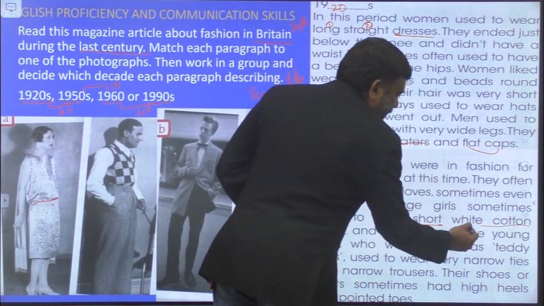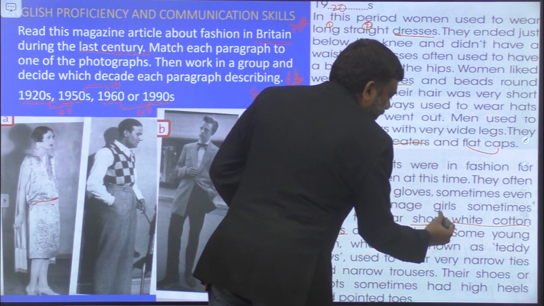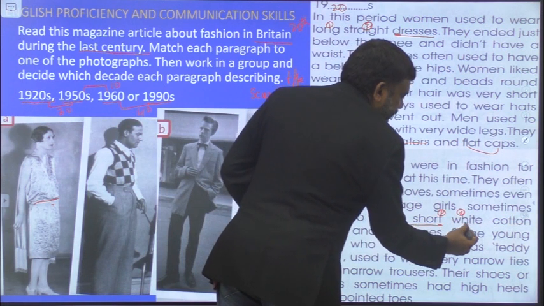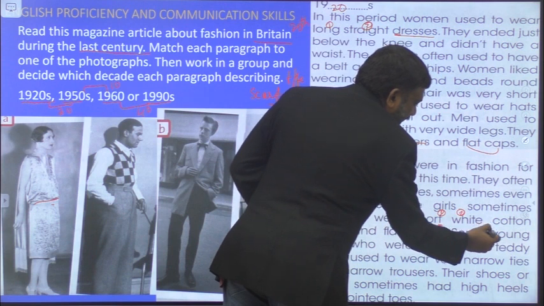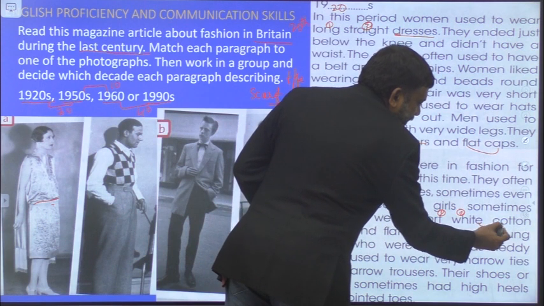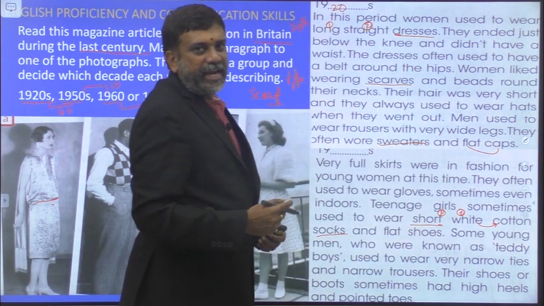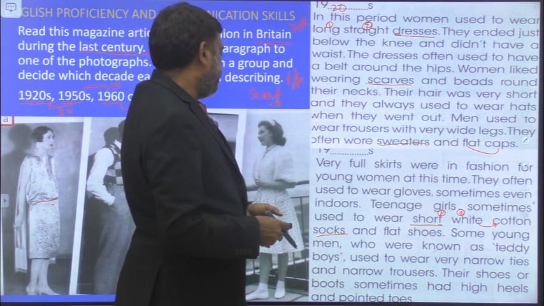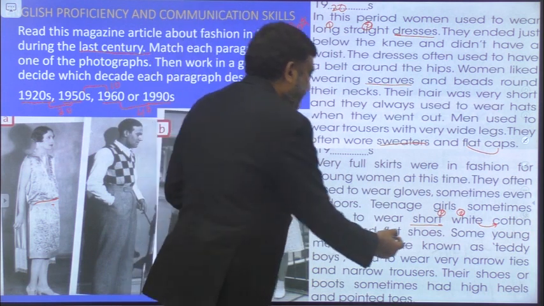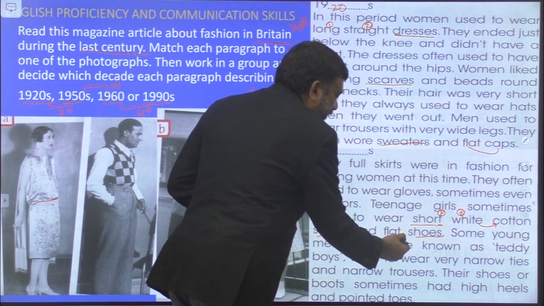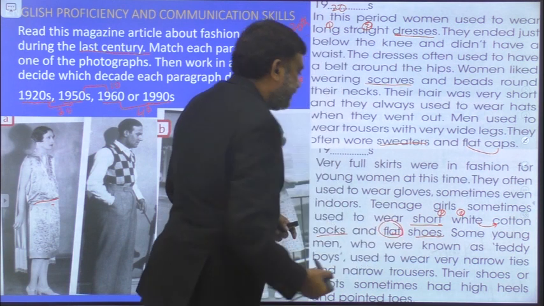How many adjectives have they used here? This is one and this is two. Once again, cotton is a noun and white is again an adjective. We'll talk about it later. And the flat shoes. Again, shoes is a noun and flat is an adjective.